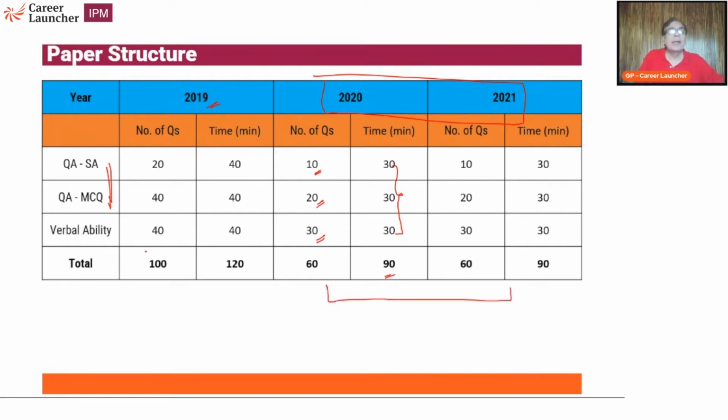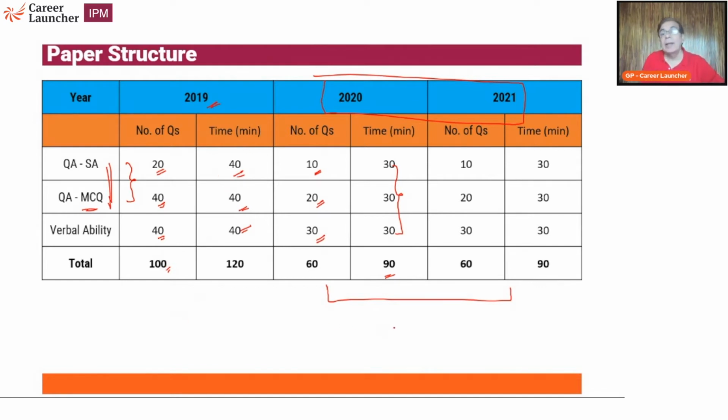What was the 2019 paper? 3 sections of 40 minutes each and 100 questions in all. Out of these 100 questions, 60 questions were mathematics or quantitative aptitude, out of which 20 questions were short answer, which means no choices were given to you, and 40 questions were MCQ, which means choices are given. And in verbal ability, you had 40 questions. So 40 minutes into 3 sections, 20, 40, 40 is the breakup.